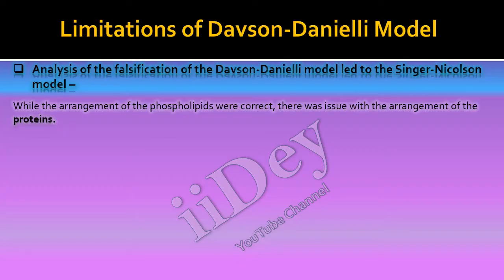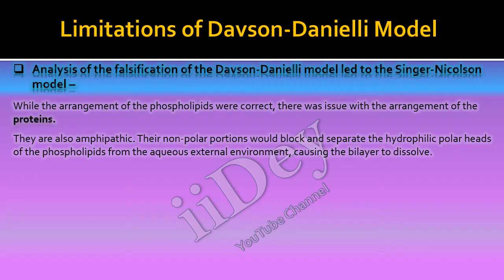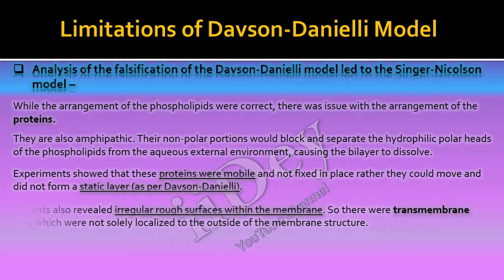While the arrangement of the phospholipids was correct, there was an issue with the arrangement of the proteins. They are also amphipathic. Their nonpolar portions would block and separate the hydrophilic polar heads of the phospholipids from the aqueous external environment, causing the bilayer to dissolve. Experiments showed that these proteins were mobile, and not fixed in place; rather they could move and did not form a static layer, as per the Davson-Danielli model.